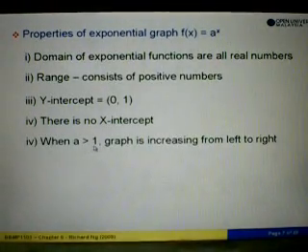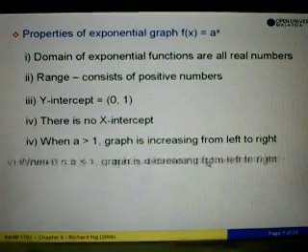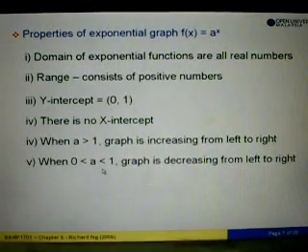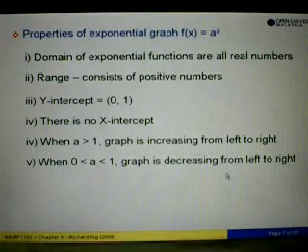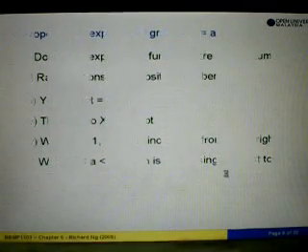When a is greater than 1, the graph is increasing from left to right, as I mentioned earlier. When a is between 0 and 1, the graph is decreasing from left to right. Okay? Now let's look at example 3.